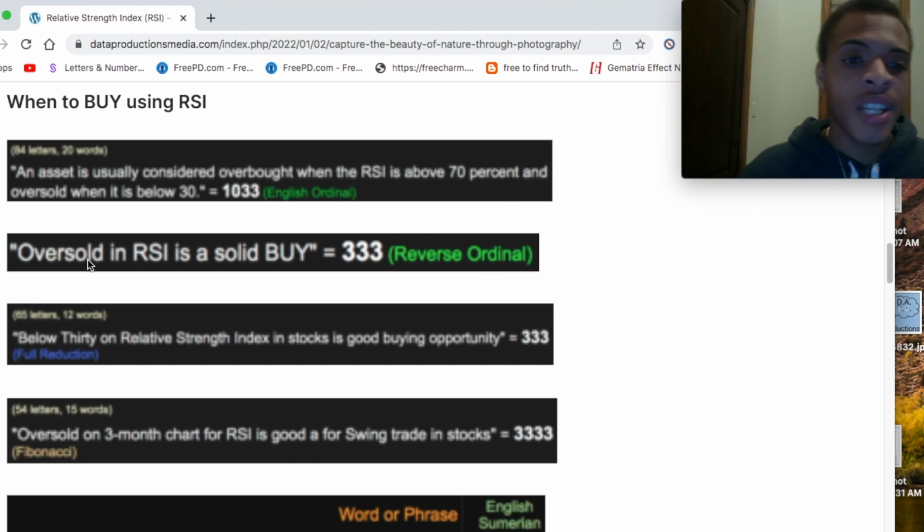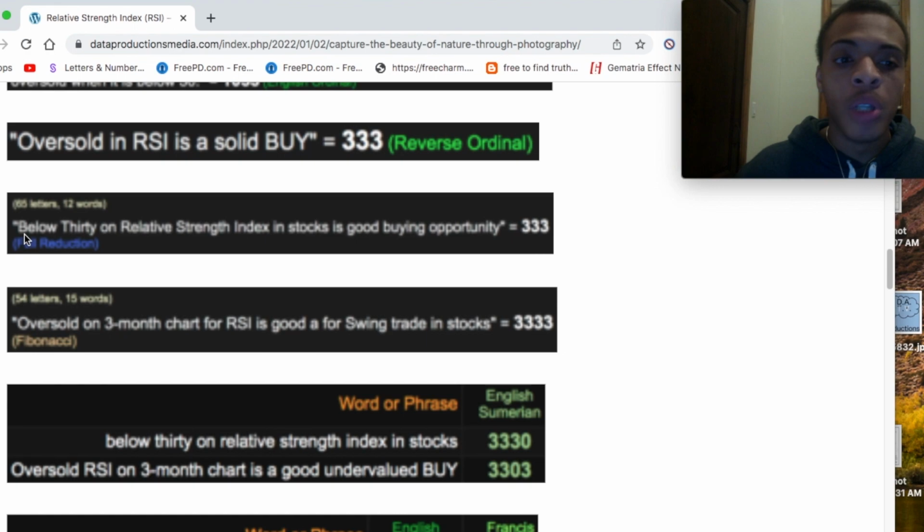Oversold in RSI is a solid buy. Easy, that's 333 in reverse ordinal. I'll say it one more time. Oversold in RSI is a solid buy. 333 in reverse ordinal. Keep it simple. Don't overplay it. Below 30 on relative strength index in stocks is a good buying opportunity.